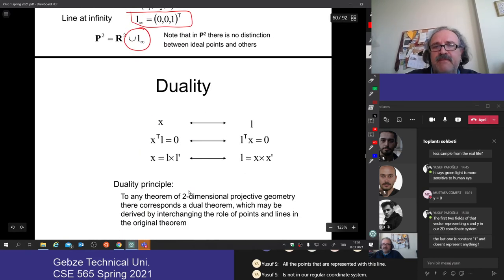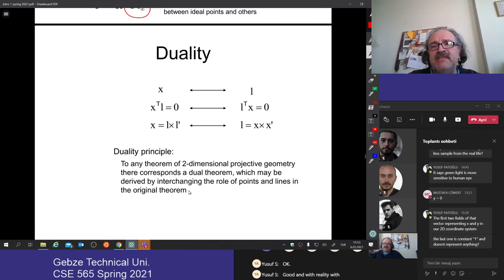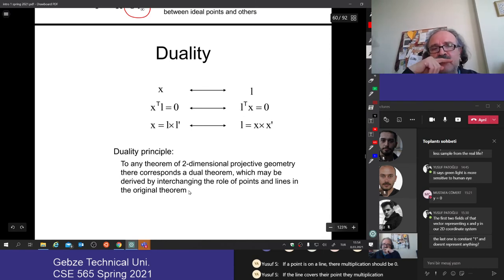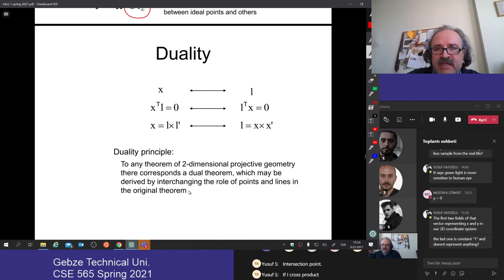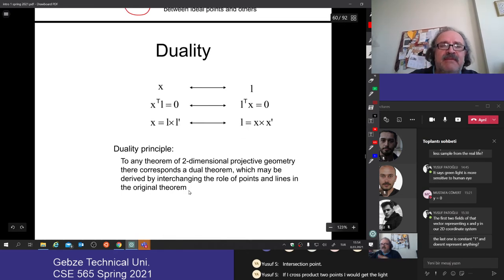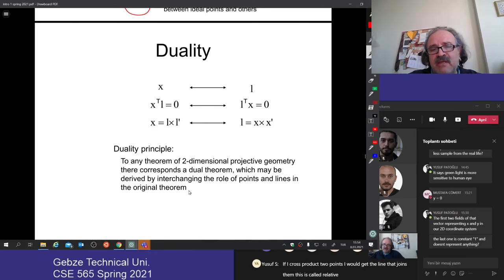Okay, good. And with the duality of the homogeneous coordinate system, as you have noticed, there is no difference between lines and points. If a point is on a line, their multiplication should be zero. If a line covers a point, their multiplication should be zero. If I cross product two lines, I would get their intersection point. If I cross product two points, I would get the line that joins them. This is called the duality principle, and it is valid when you see a line or when you see a point.